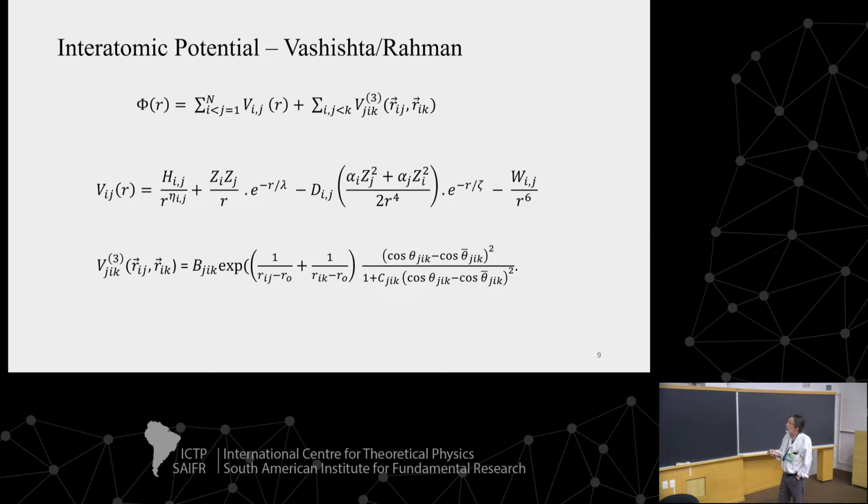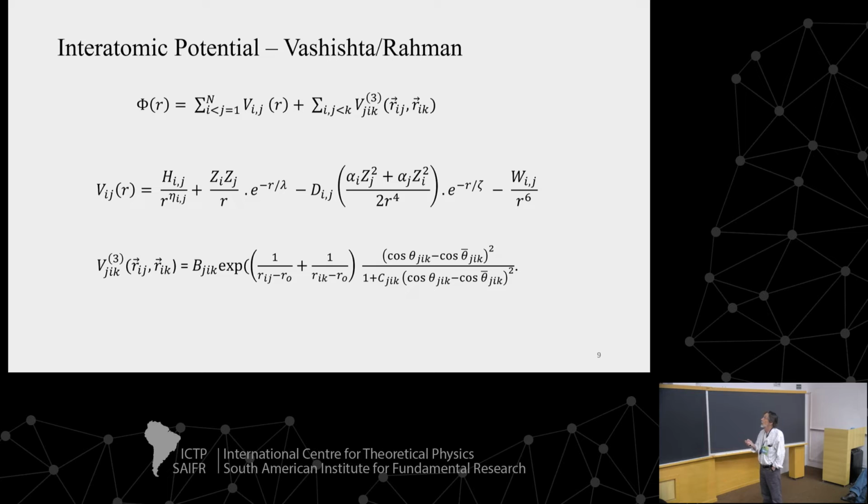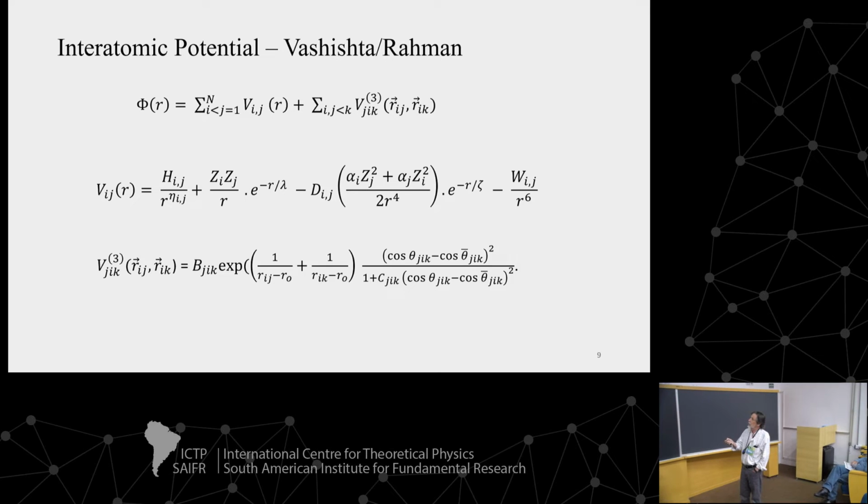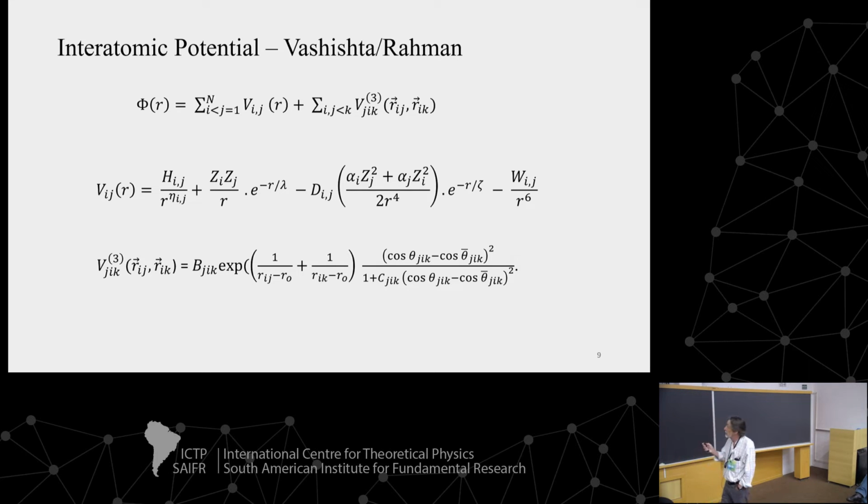I use the Vashishta-Rahman potential, which includes two-body interaction and three-body interaction. The two-body part is very simple: steric repulsion, screened Coulomb, charge-dipole, and dipole-dipole interaction. And the three-body term takes into account the bond bending and bond stretching interaction. That's it. We have some parameters we have to find out.